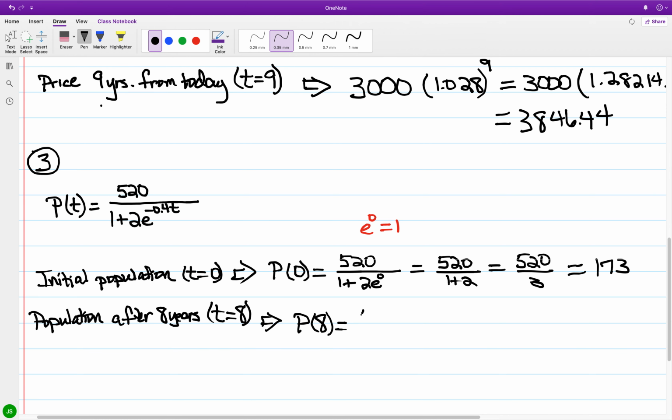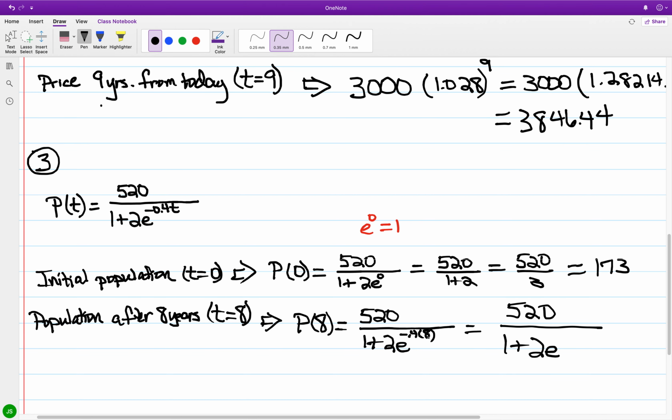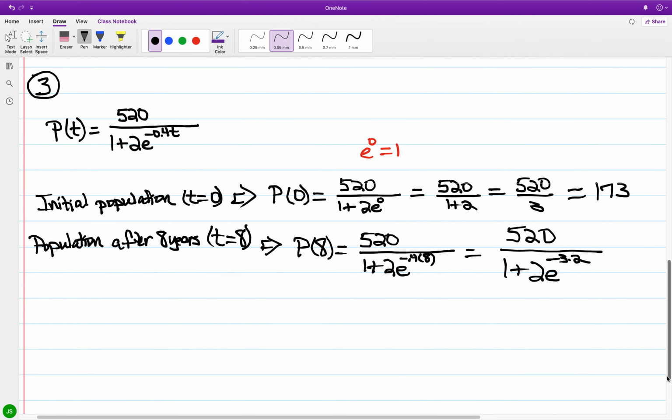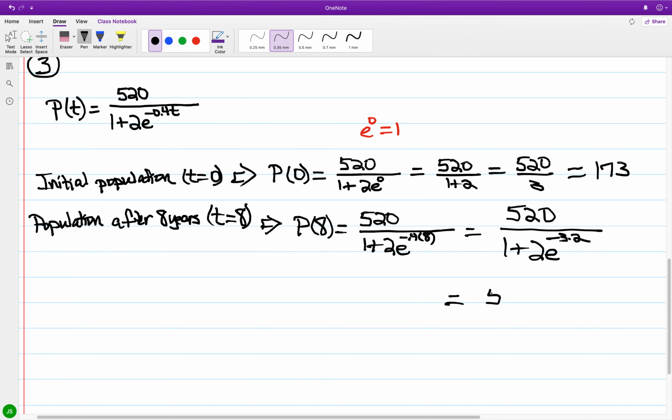Now, after 8 years, where we have t is equal to 8, P of t becomes P of 8. Taking the numbers, we have 520 all over 1 plus 2 times e to negative 0.4 times 8. So we're going to have 520 all over 1 plus 2 times e to the power of negative 0.4 times 8, and this will be negative 3.2. So we have 520 all over 1 plus 2 times e to the negative 3.2.